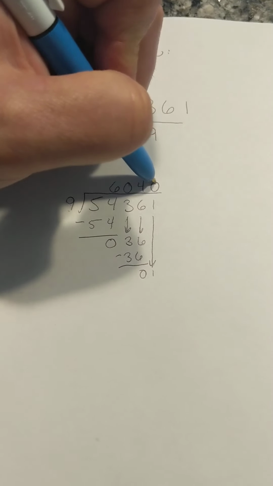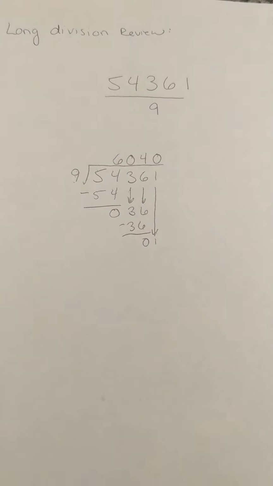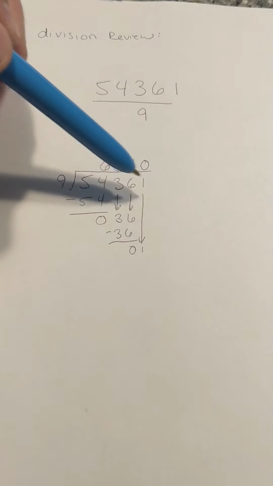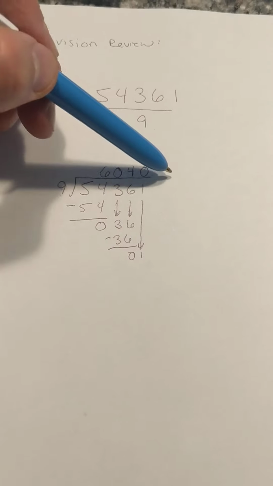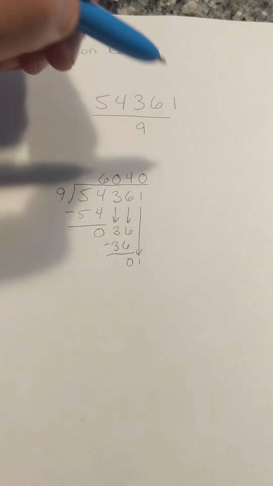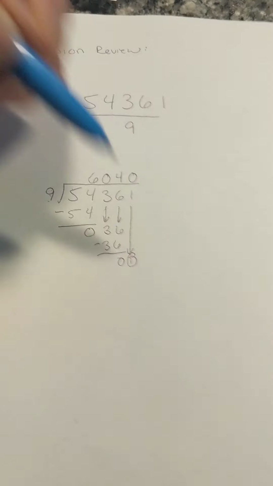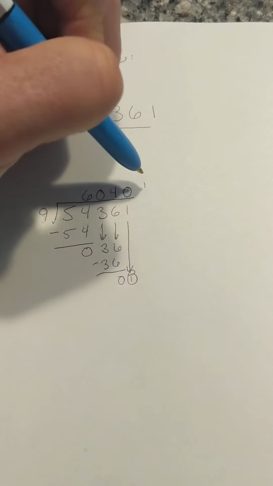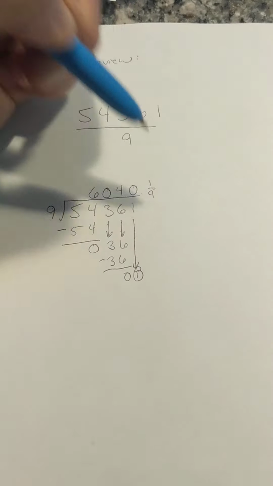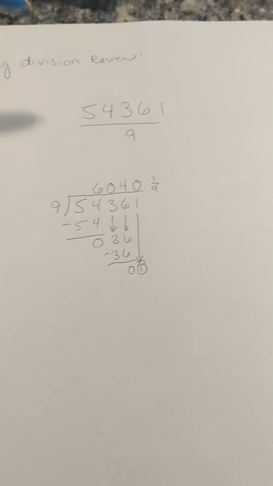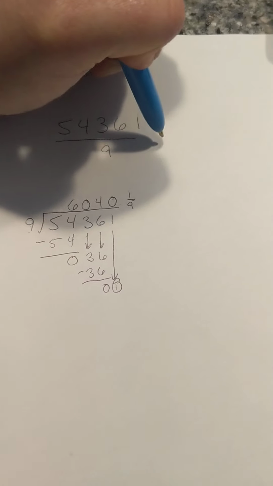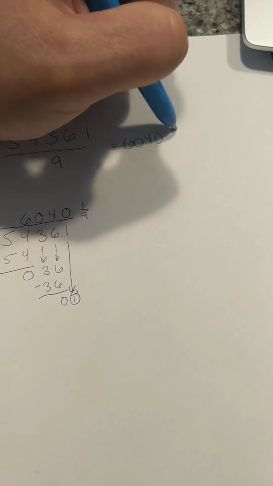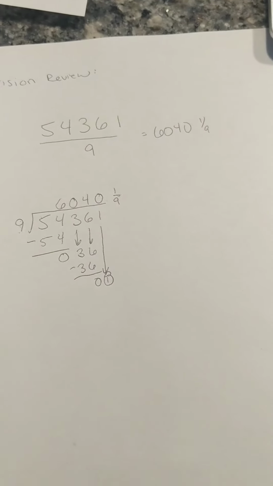And now I'm not going to do a decimal, because maybe what you'll realize is that if I do this out, I'm going to get 0.11111 repeating. I don't want to do that. Instead, I'm going to take what's remained, the remainder, and I'm going to put it as a fraction. So the answer to this problem is going to be a mixed number of 6,040 and 1/9.